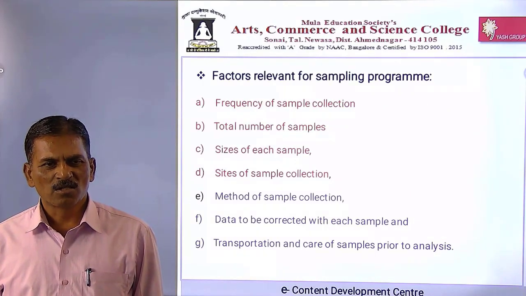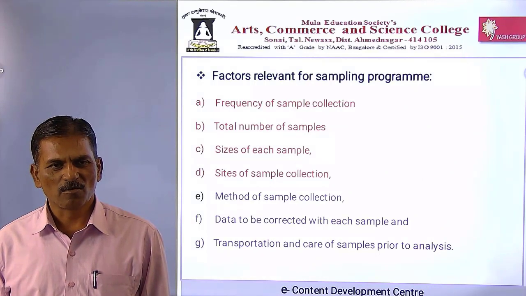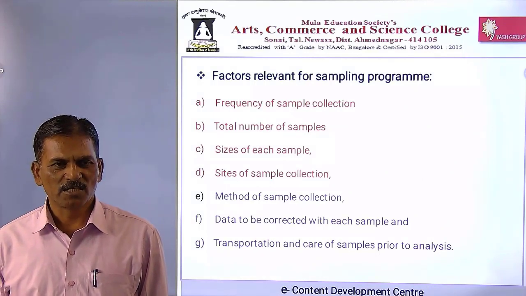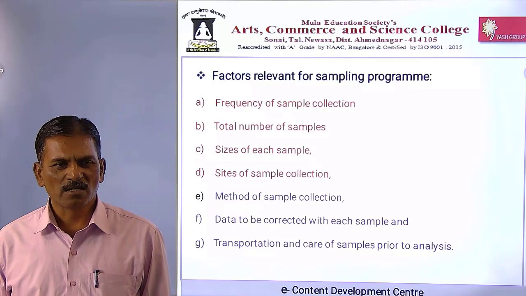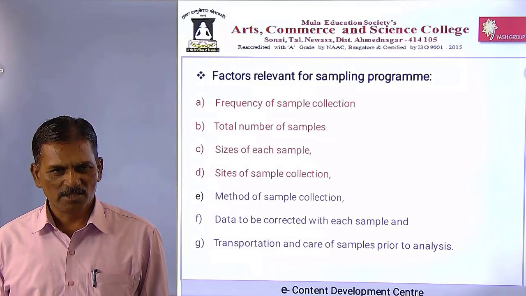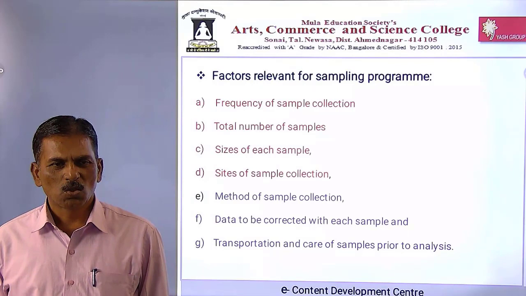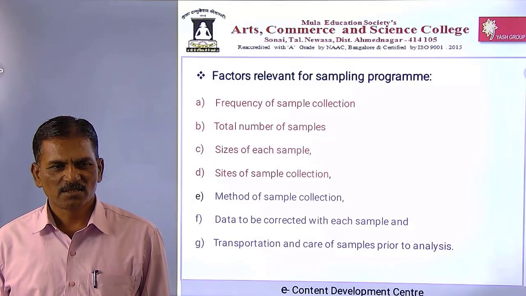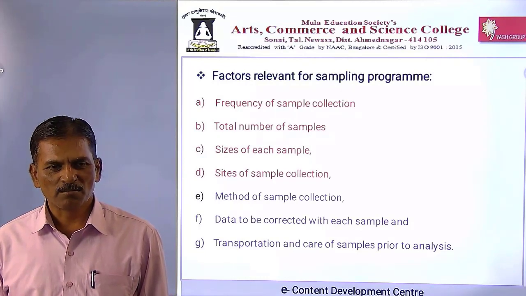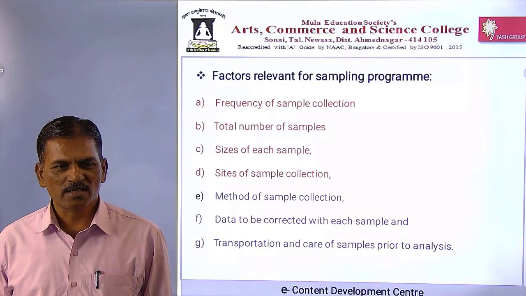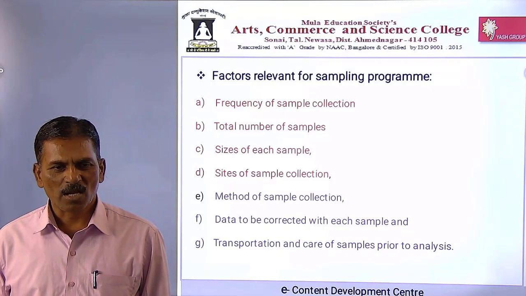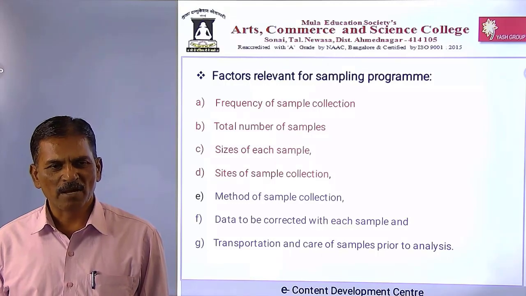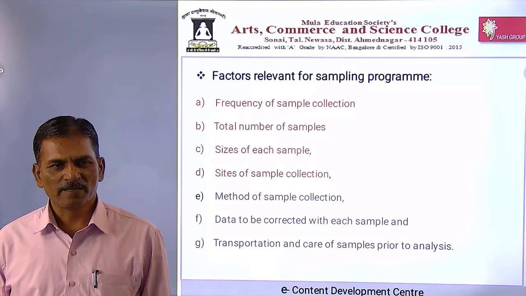Some factors are very important for sample collection or the programming of sampling for the study of parameters. Number one, frequency of sample collection. Next, total number of samples, size of each sample, sites of sample collection, method of sample collection, data to be collected with each sample, and transportation and care of sample prior to analysis. These are the main factors which are very important for the analysis of a water sample.